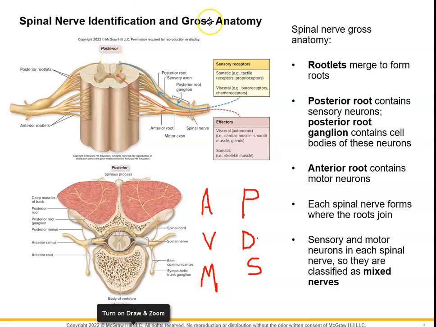Okay? Now, the anterior root has anterior rootlets. They merge to form the anterior root. These are motor neurons. Remember, motor causes an action. So your sensory neurons are bringing sensory information in to be processed. Your motor neurons are taking commands out to effectors to cause something to happen. Muscles contract, glands secrete, whatever.